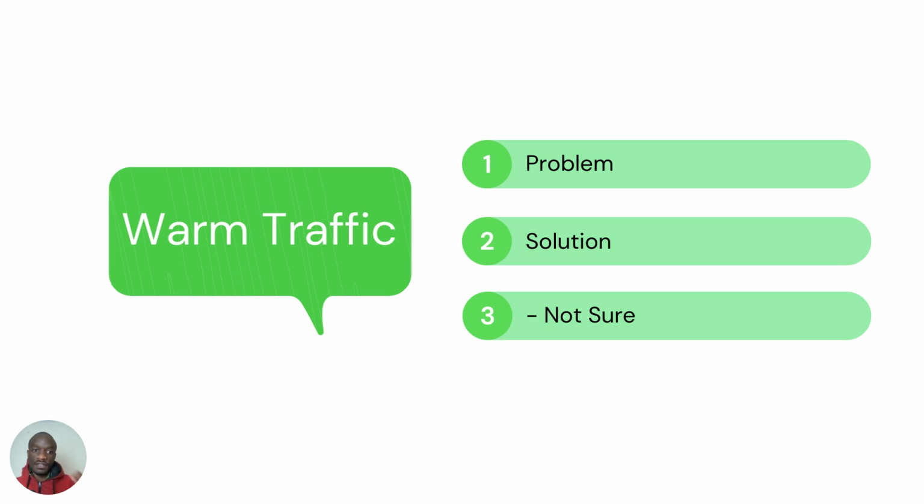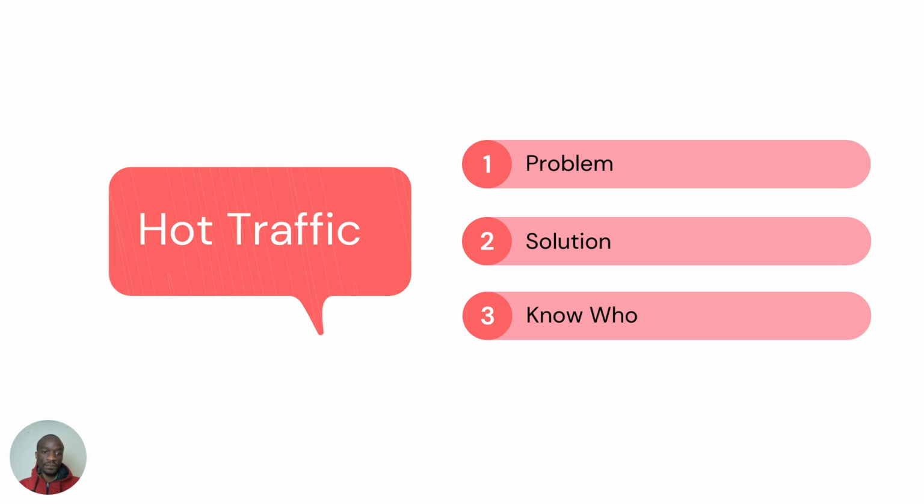The next thing is that we know that warm traffic knows about the problem and a little bit about the solution, but you still have to educate them more about you and more about the solution in terms of getting them to make a purchase. So this will also be slightly slower because you still have to make that education in order to get them to buy.